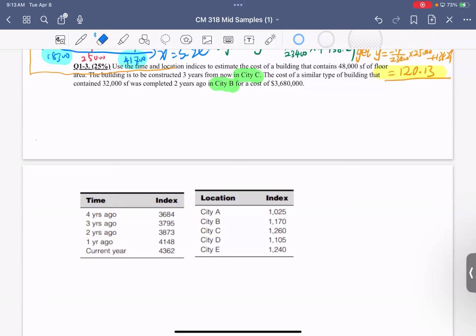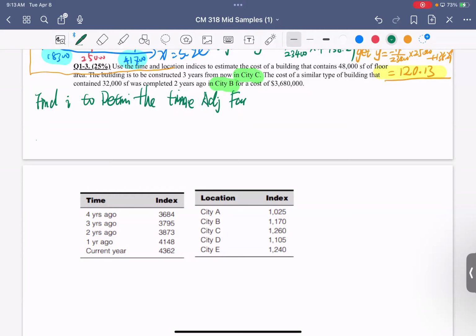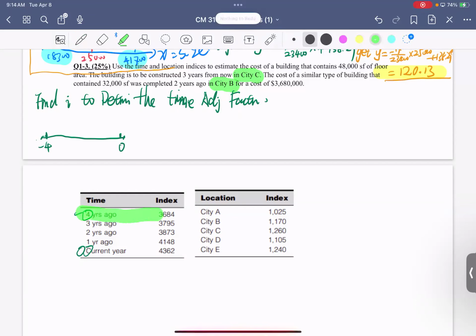All right, so let's take a look at how to deal with this one. We are finding the I to determine the time adjustment factor. This is our first step. To do that, we will have some cash flow charts. In this case, you have 4 years ago and the current year, which is 0. Does that make sense? We always use the largest difference from here.